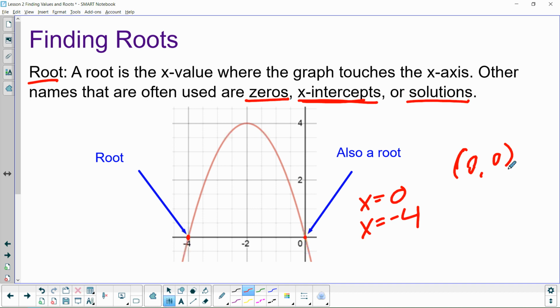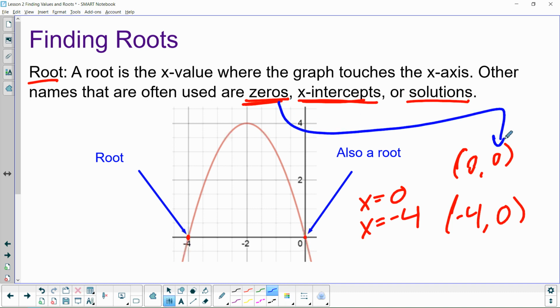This is (-4, 0). So one reason these are called zeros is you'll notice the y value for these is always 0. That's where that name comes from. So we're just looking, where does the graph touch the x-axis? And for right now, we're really just worried about the x value of those points because that's the interesting part. The y's are 0 by definition.